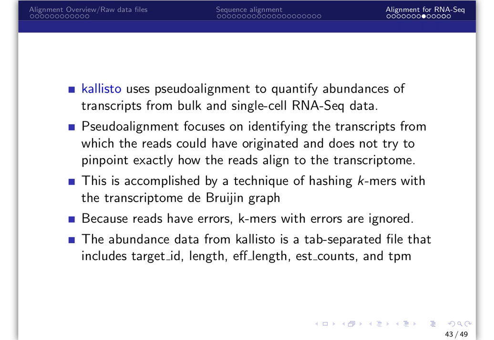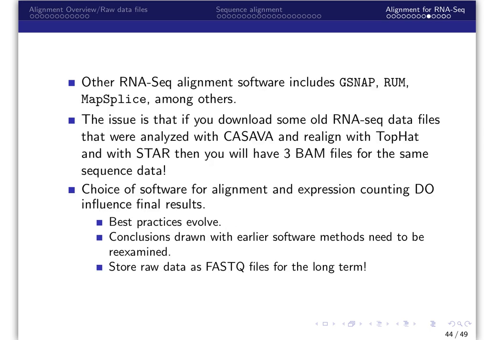This is accomplished by a technique of hashing k-mers with the transcriptome de Bruijn graph. Because reads have errors, k-mers with errors are ignored. The abundance data from Kallisto is a tab-separated file that includes target ID, which is the transcript ID that the reads map to, length, estimated counts, and transcripts per million. Other RNA-seq alignment software includes GSNAP, RUM, MapSplice, among others.